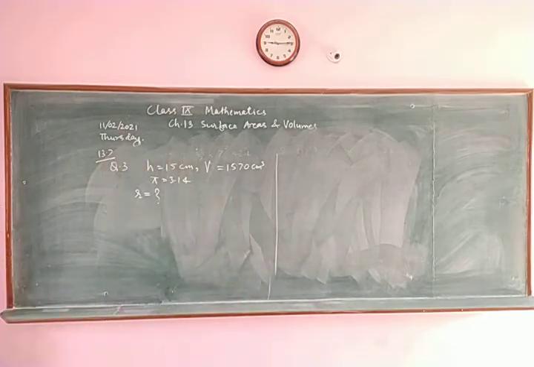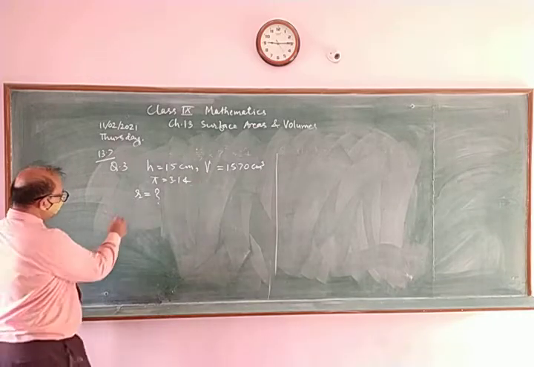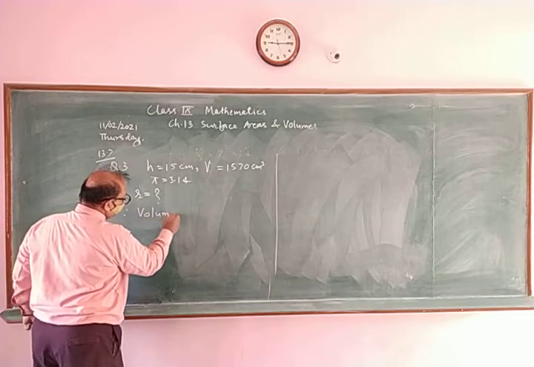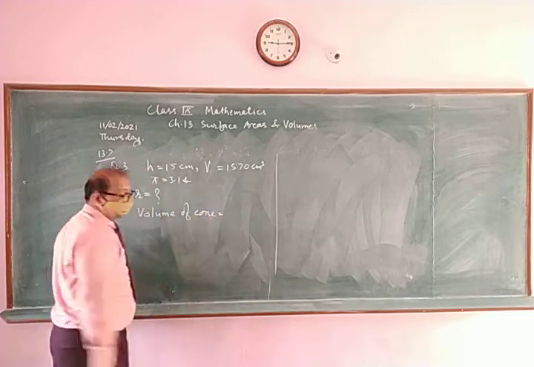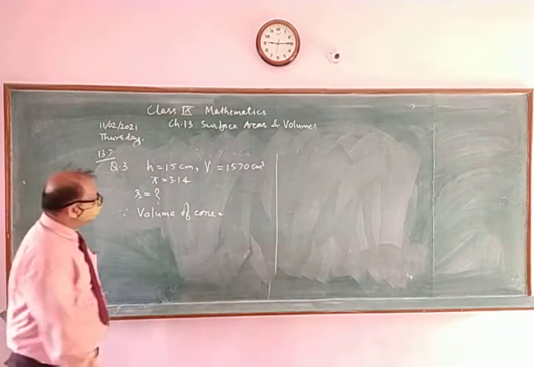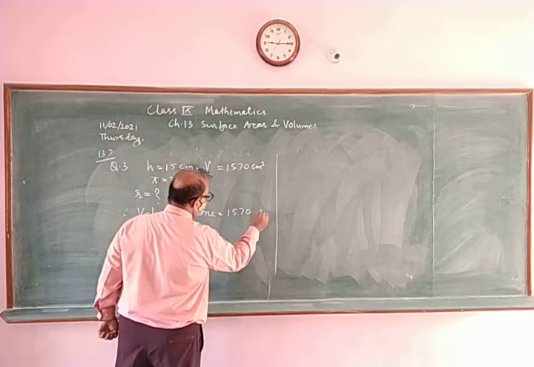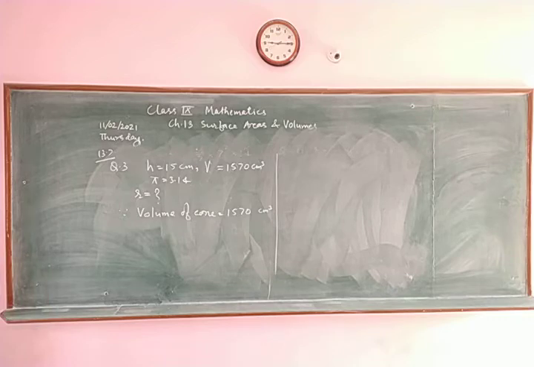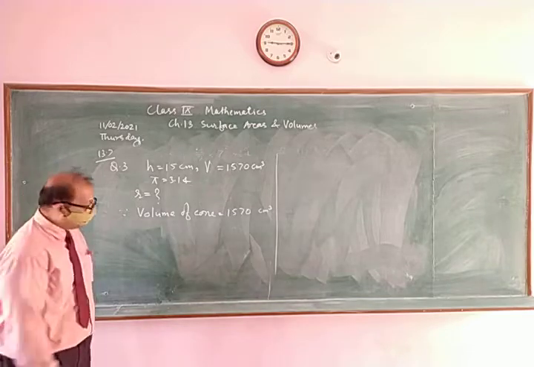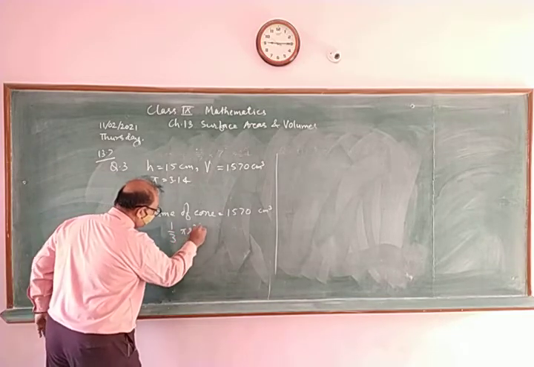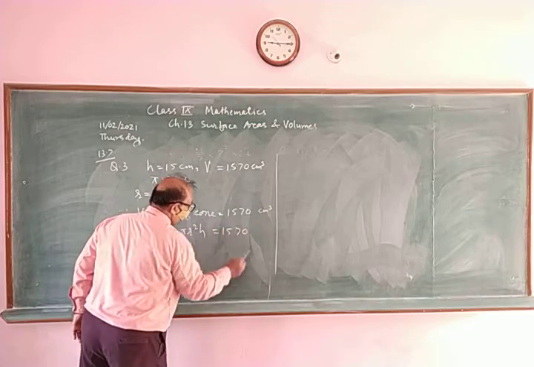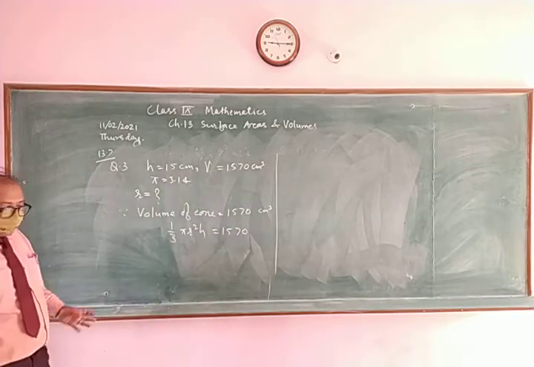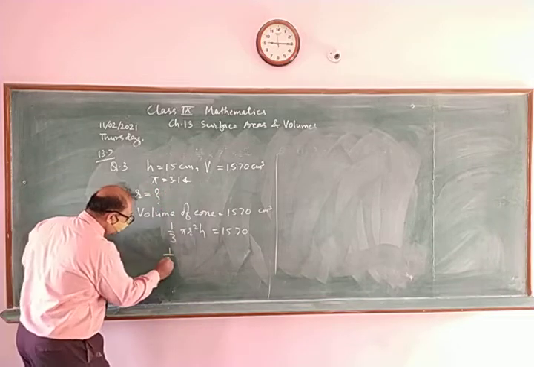Okay. Now to find the volume, we need radius and height. Volume is given. Since the volume of cone is equal to 1570 cubic centimeter. Okay. Now, what is the volume of cone? Formula: 1/3 pi r square h is equal to 1570. Put the value. Pi is equal to 3.14.